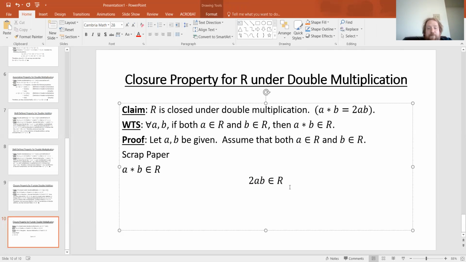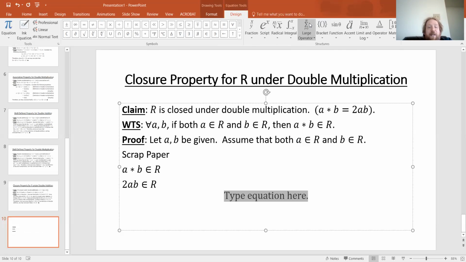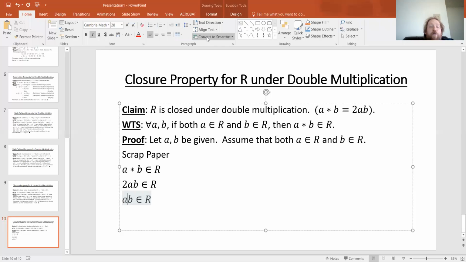Well, I know that 2 is in R. So if I can get that AB is in R, I can use the fact that R is closed under multiplication to get that 2AB is in R. And then I can use the fact that A star B equals 2AB to get that A star B is in R. So the trick here is I need to get that AB is in R. However, I already know that both A is in R and B is in R. And I know from the bullseye that R is closed under ordinary multiplication. So I think I can write the proof now.